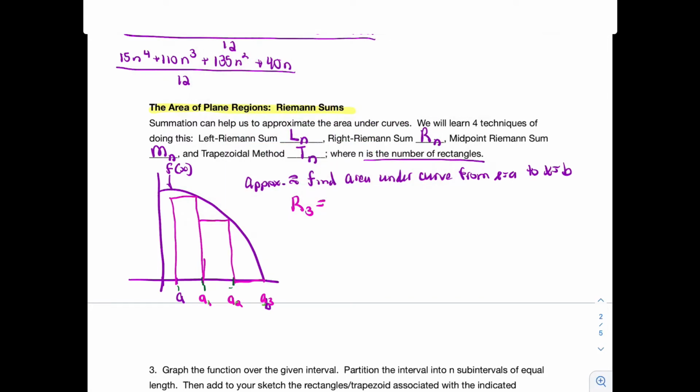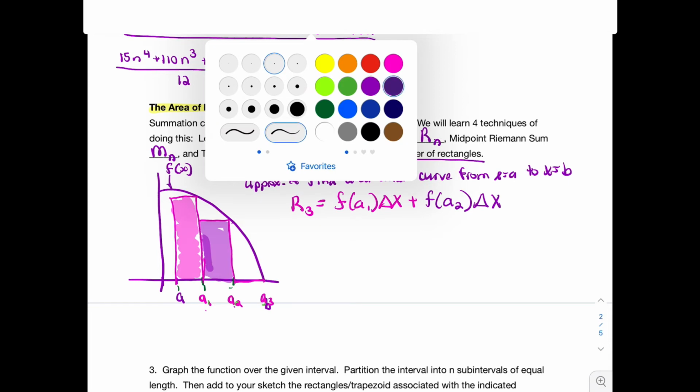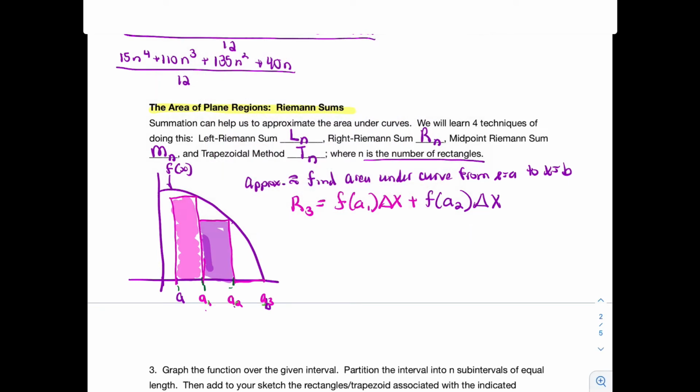I want to find the area of the first rectangle under the curve. And so the height of that rectangle is determined by f at a sub 1 times our width of the rectangle, which is delta x, plus f of a sub 2 for the height of this new rectangle, times delta x, the width of the rectangle, plus the height of this last rectangle, which is f at a sub 3, times the width of delta x. Again, I can factor out that delta x and write this as delta x times f of a sub 1 plus f of a sub 2 plus f of a sub 3 as my right Riemann sum.